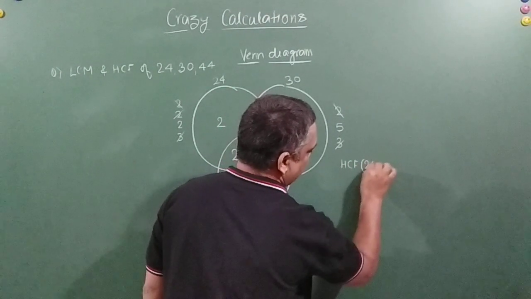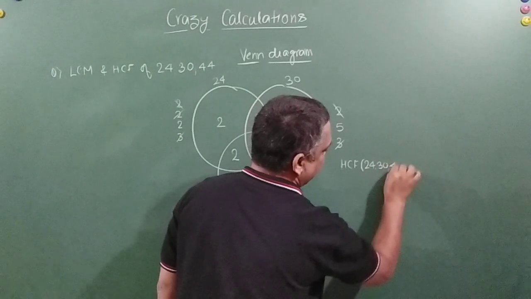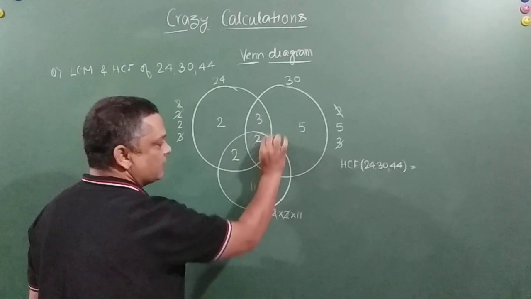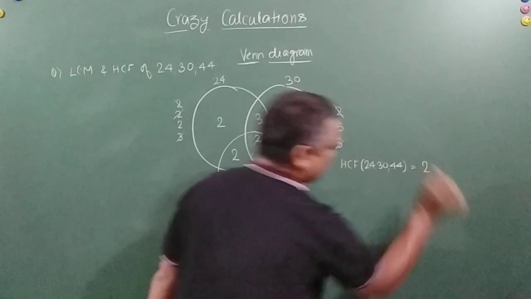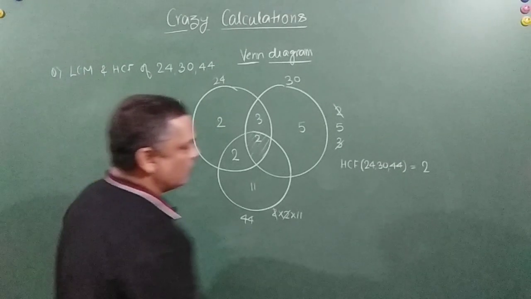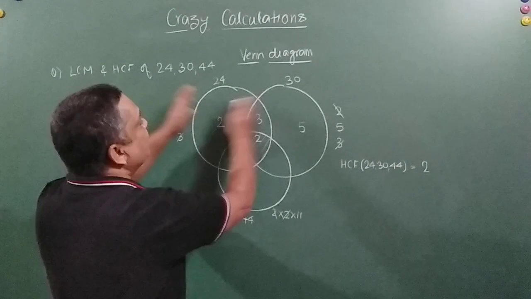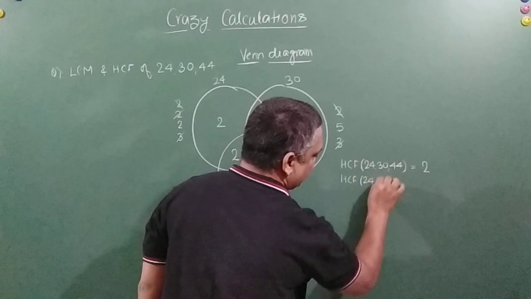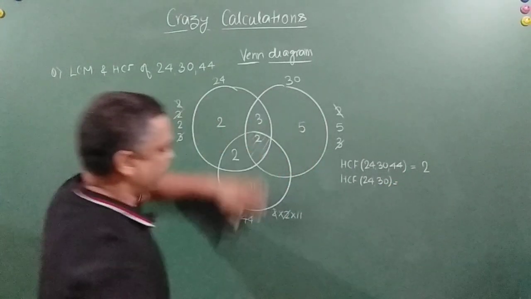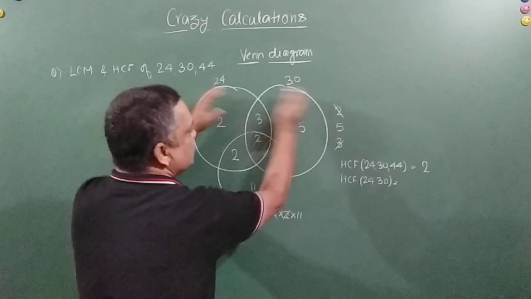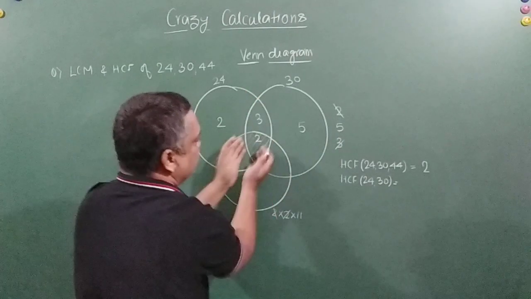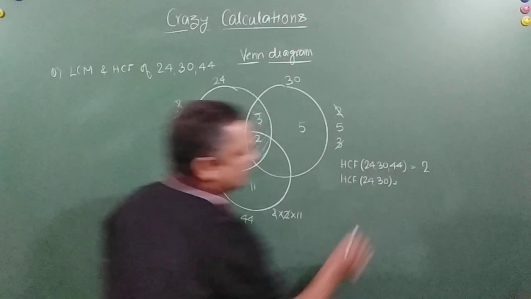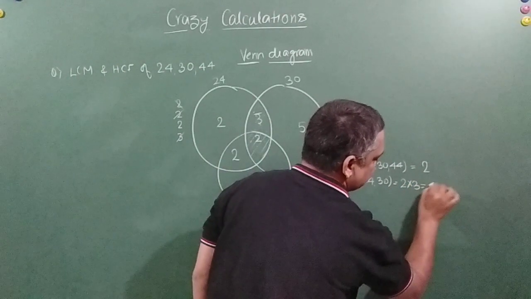HCF of 24, 30 and 44 is equal to the number which is lying at the intersection of all three sets, that is equal to 2. Okay, now you can individually find out the HCF of, let us say, 24 and 30. HCF of 24 and 30, only these two. I am omitting this 44. So 24 and 30, the intersection of these two is this area. Let me dot it. So that is equal to 2 into 3, that is equal to 6.